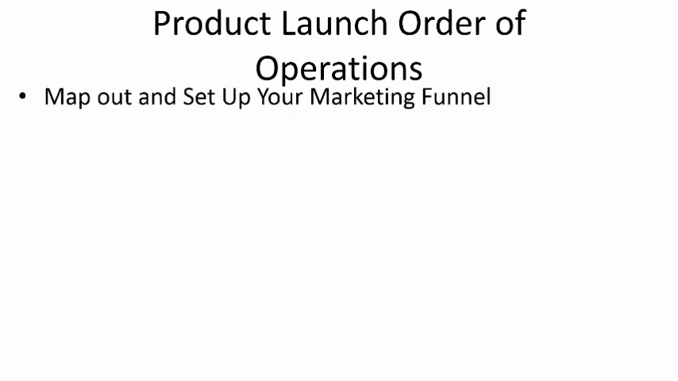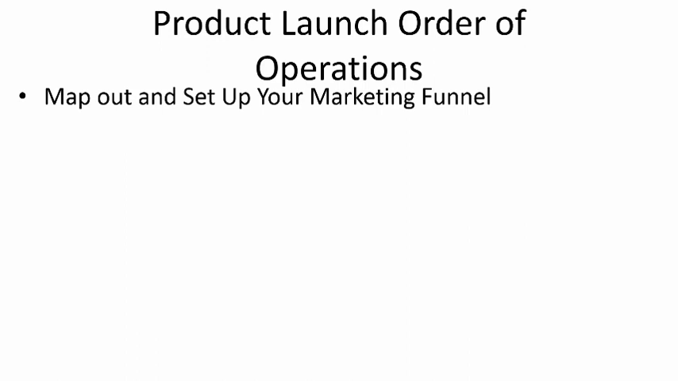Okay, so the order of operations. This is the order in which you should do things for your product launch. First, you should map out and set up your product funnel. So in other words, what's going to be your upsell, what's going to be your second upsell if you're going to have one, and we kind of talked through the format of that.